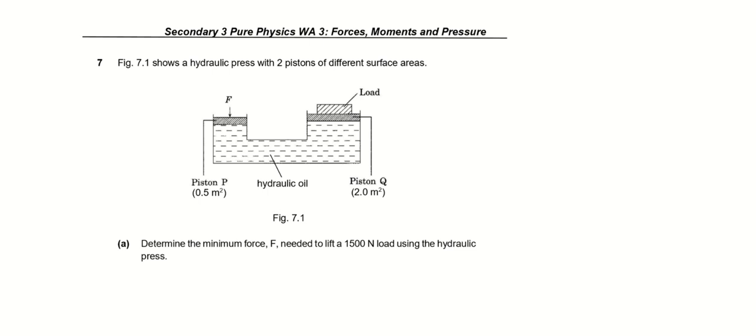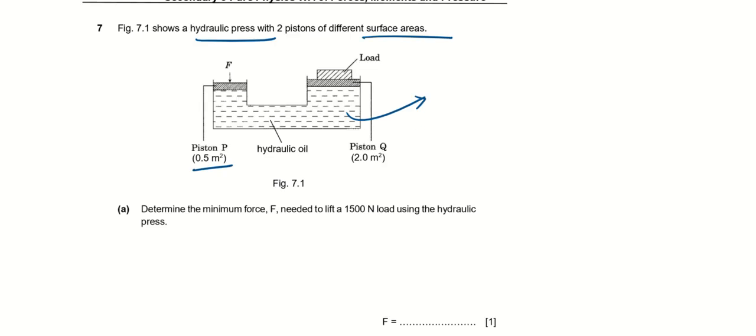Question 7 shows a hydraulic press. The hydraulic press works on the principle that pressure is transmitted throughout the liquid. We have two different surface areas, so please think of the area. If it's given in meter square, you are quite safe. If it's given as a diameter, pi r square, you need to be careful. Please refer to my notes.